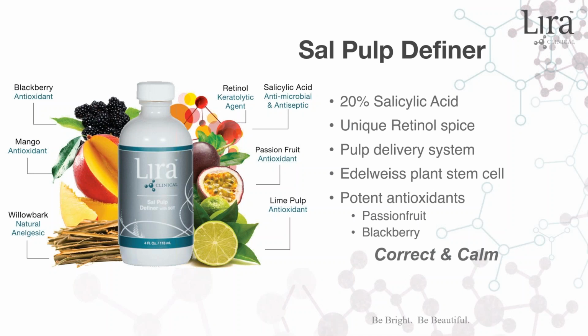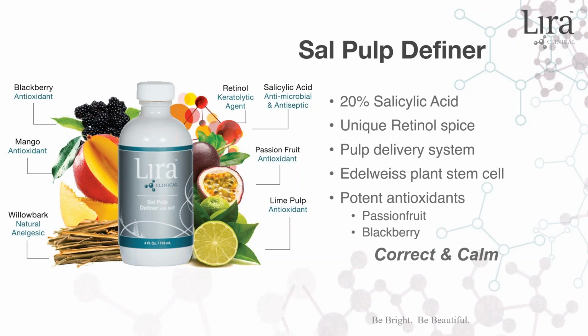With the Edelweiss plant stem cells, this is where our Sal Pulp Definer has that wonderful peel and heal approach where you are initiating that desquamation, but we are also using those active agents from those plant stem cells to repair the skin. The potent antioxidants with passion fruit, blackberry, all of those things really help to calm the skin. So your skin is not going to maintain redness, maintain irritation throughout the day. Really focusing on correcting and calming the skin.